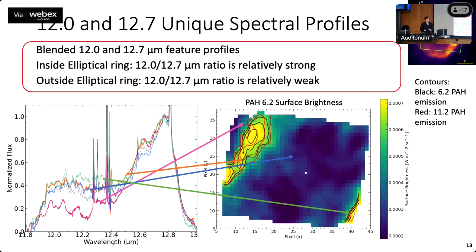Okay, moving on from the classes, we also see unique 12.0 and 12.7 spectral profiles. So we've also never seen these blended 12.0 and 12.7 profiles, at least to my knowledge. And JWST has revealed this interesting blending between the two features. We're not sure where it comes from yet. This requires more investigation. But potentially there's another component that is contributing that could give us more insight into different characteristics of the PAH population, or perhaps the source comes from something else.